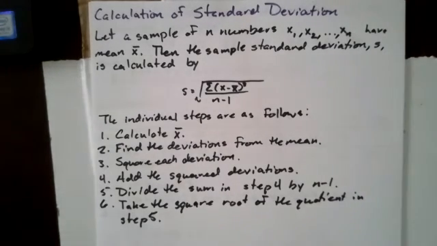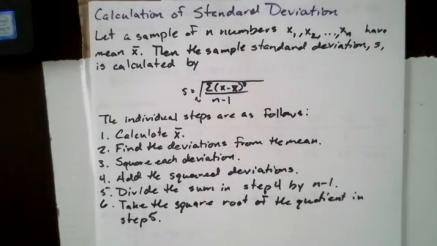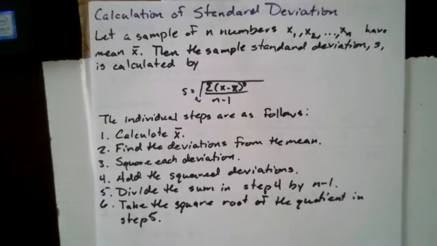The individual steps are as follows. First, calculate x bar, the sample mean. Then find the deviations from the mean. Square each deviation. Add the squared deviations. Divide the sum in step 4 by n minus 1. And take the square root of the quotient in step 5.